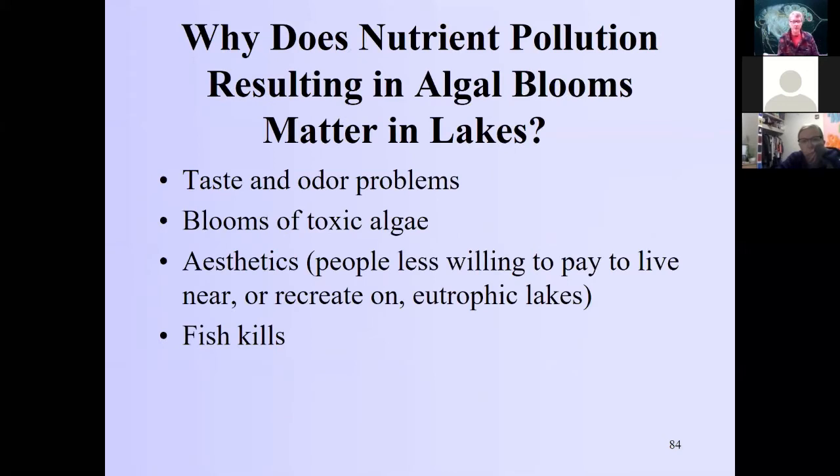So why does nutrient pollution and resulting algal blooms matter in lakes? Taste and odor problems are big ones. Many municipalities use surface water as their source for domestic drinking water. And when you have algal blooms in those surface waters, in those lakes and reservoirs, they can really cause problems.